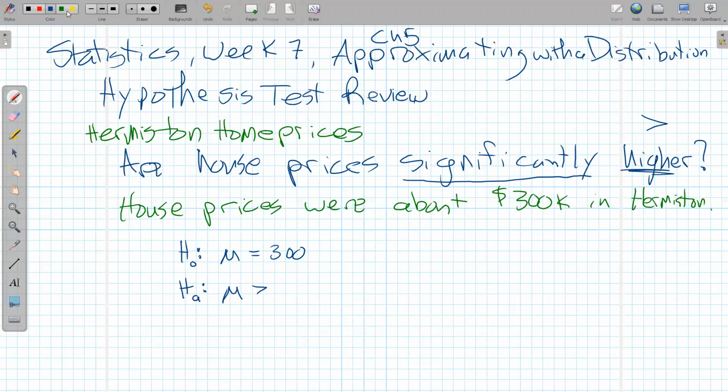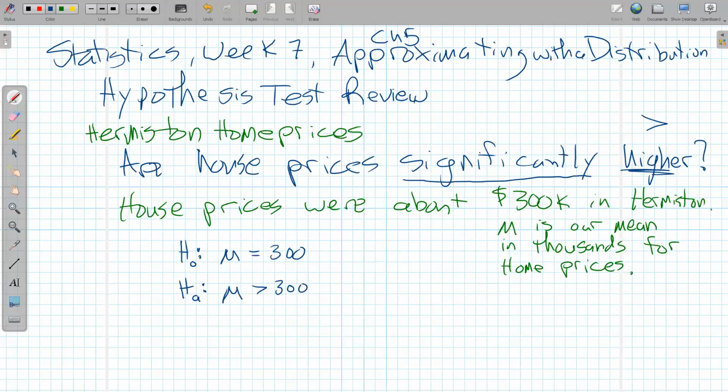So note here, what does mu mean? Mu is our mean in thousands and home prices. If we don't define our variables clearly, then when we try to interpret them later, we're not going to have anything significant to say, or it's just not going to make sense. So mu is our mean in thousands for home prices. Right. So then down here, I'll put the 300. So these are my hypotheses right there.